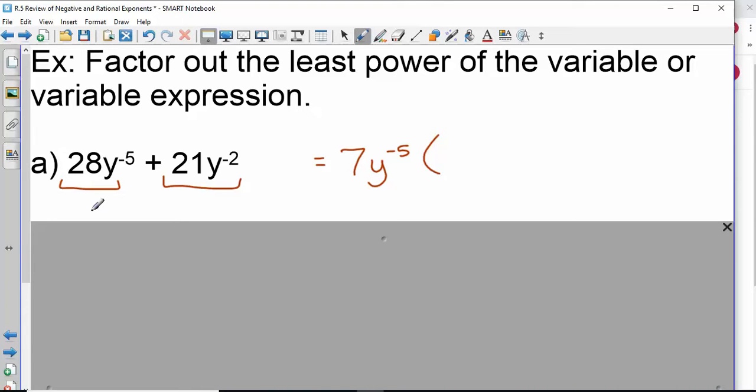28 divided by 7 is 4. We had y to the negative 5, we took it out, so those y's are gone. Plus 21 divided by 7 is 3. Okay, let's think about this for a second. When you pull out y to the negative 5, it's like dividing by it. When we divide, we subtract exponents. So what's negative 2 minus negative 5? 3.